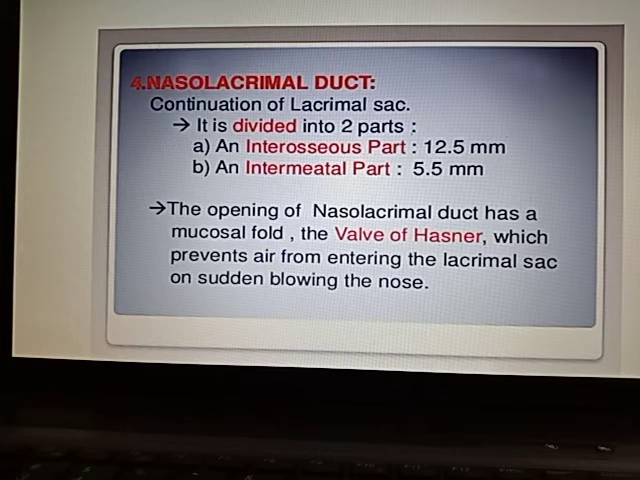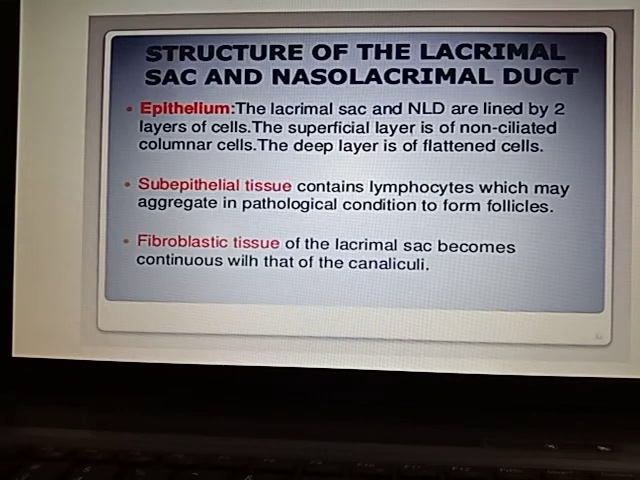Actually, it lies in an osseous canal. The interosseous part lies in the osseous canal formed by the maxilla, the descending process of the lacrimal bone, and the lacrimal process of the inferior nasal concha. The lining is mucous membrane with columnar epithelium, ciliated in places, and the mucous membrane forms a fold just above its end. This fold acts like an incomplete valve. It is known as the lacrimal fold or plica lacrimalis, called the valve of Hasner.